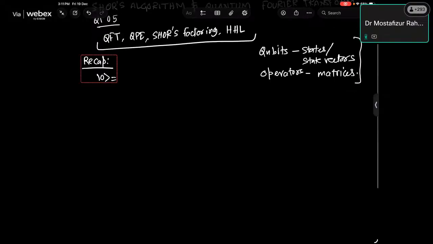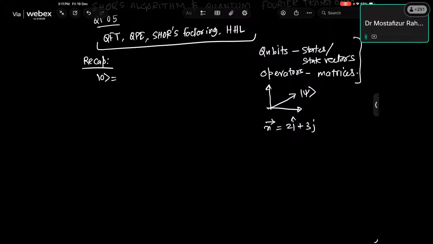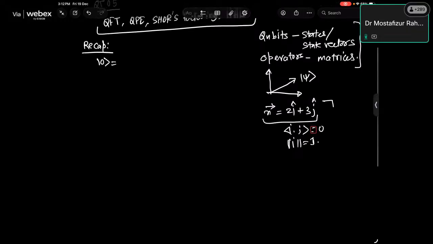So Ket 0, because any quantum state Ket psi, we typically represent with a certain basis system, right? Any vector, for example an x vector, we write from our childhood as 2 i cap plus 3 j cap. Along the x-axis, it has 2 unit distance. Along the y-axis or j-axis, it has 3 unit distance. Likewise, these i and j are orthonormal vectors, so their dot product equals 0, and individually their norm is equal to 1, right? That is what we learned in class 6 or class 7 level physics, right?